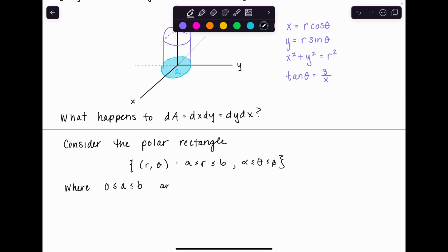And then the other thing I want is that beta is going to be the bigger angle. And the other thing is it's got to be less than 2 pi. Because if it's more than 2 pi, that means you've gone around that circle multiple times, and you don't want to double find that volume. Okay, so I want something specific between 0 and 2 pi.